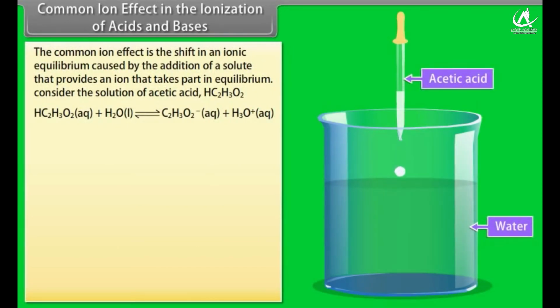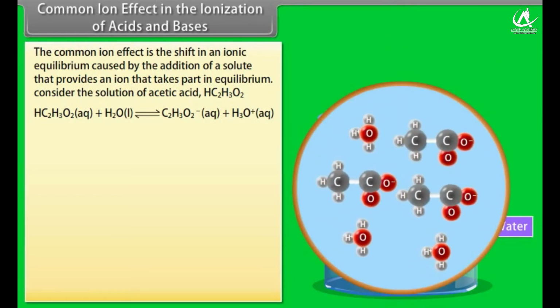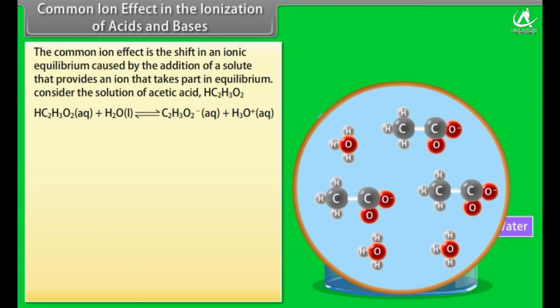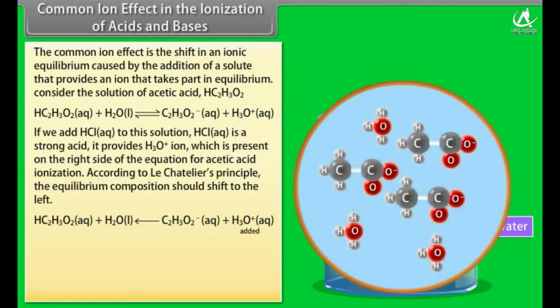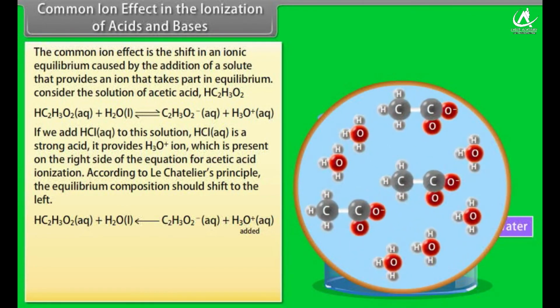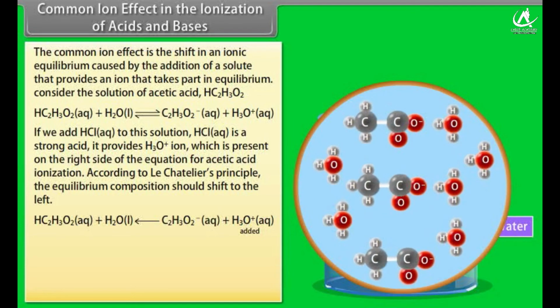Common ion effect in the ionization of acids and bases. The common ion effect is the shift in an ionic equilibrium caused by the addition of a solute that provides an ion that takes part in the equilibrium. Consider the solution of acetic acid, HC2H3O2. If we add aqueous HCl to this solution, aqueous HCl is a strong acid. It provides H3O plus ion, which is present on the right side of the equation for acetic acid ionization.